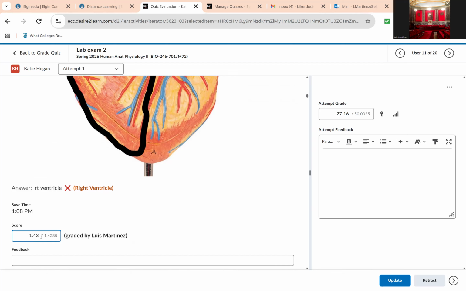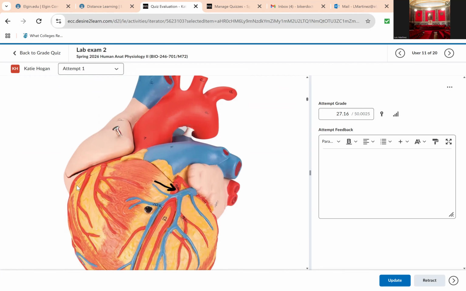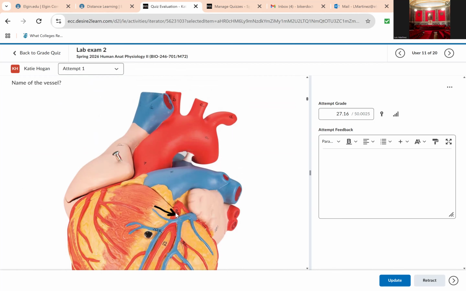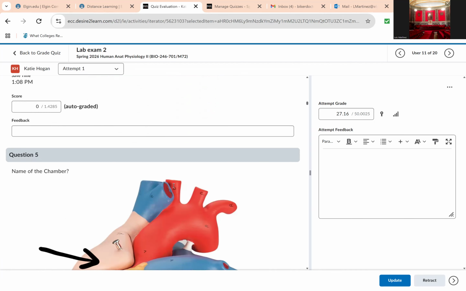And when I add the points, D12 doesn't take away the red X. It won't take it away. But I added the points because you wrote RT for right ventricle, and I consider that to be a correct answer. Okay. This is question number 4, name of the vessel. The vessel is this one right here. You wrote that that was the anterior interventricular vein, and the answer is anterior interventricular artery. So obviously that is not the correct answer.